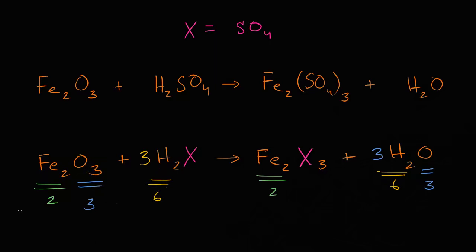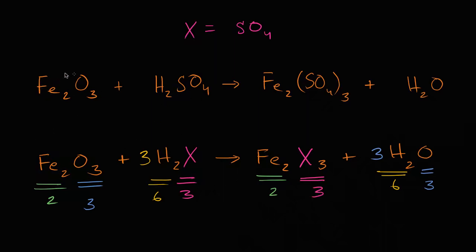Now let's see if we can balance the sulfate groups. On the left-hand side, I have 3 sulfate groups. Let me do that in that magenta color. So I have 3 sulfate groups. And on the right-hand side, I also have 3 sulfate groups. So I'm all balanced. And if we want to unsubstitute, we just go back up here.